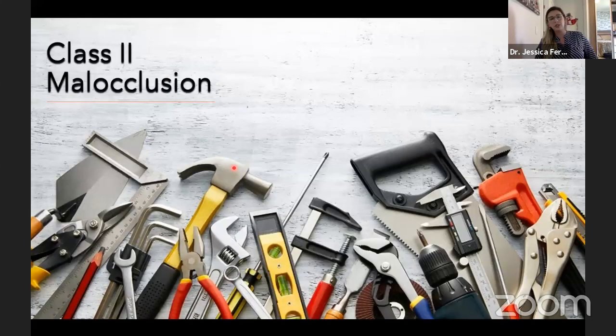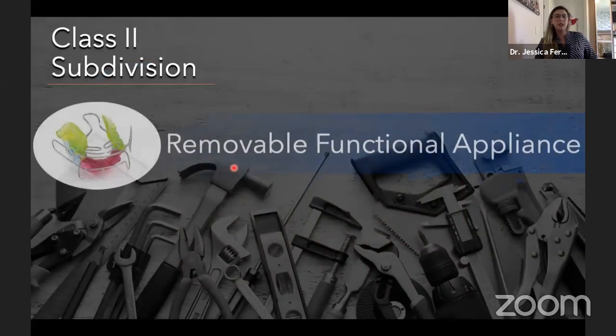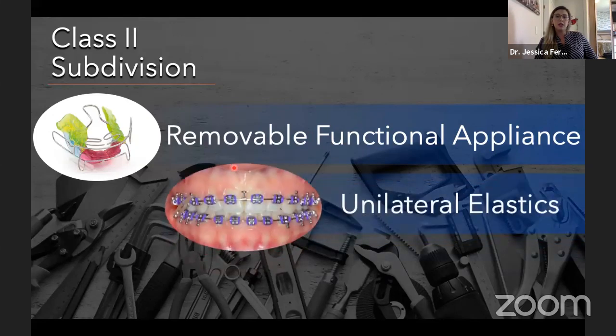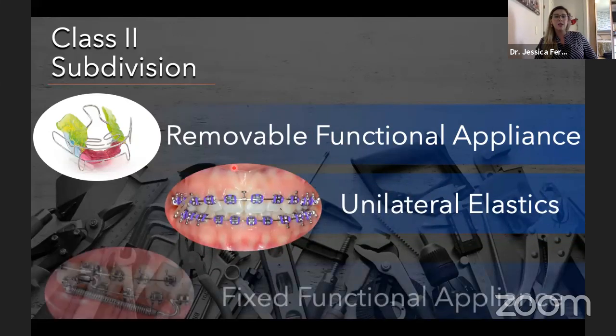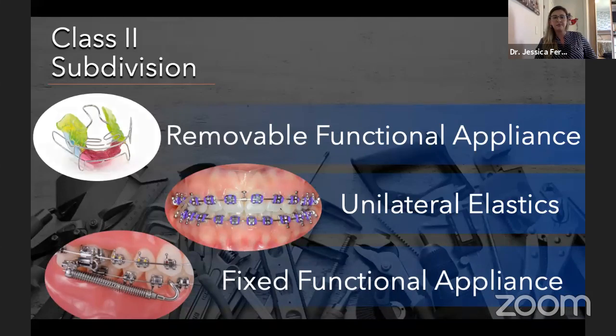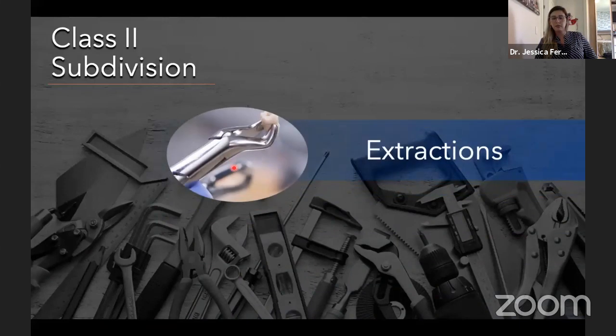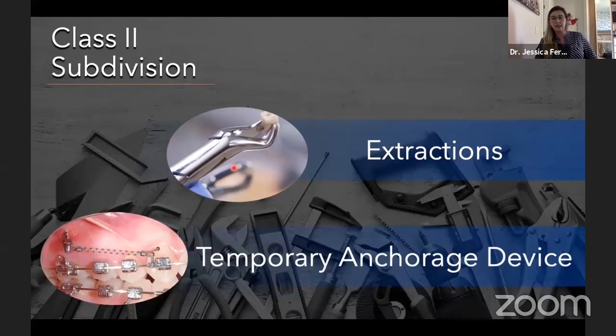We know that the class 2 malocclusion is our major concern among orthodontic problems in our practice, and the class 2 malocclusion can be treated with several strategies. And the class 2 subdivision is no different. They can be treated with removable functional appliances, unilateral elastics, fixed functional appliances, also with extractions and temporary anchorage devices.